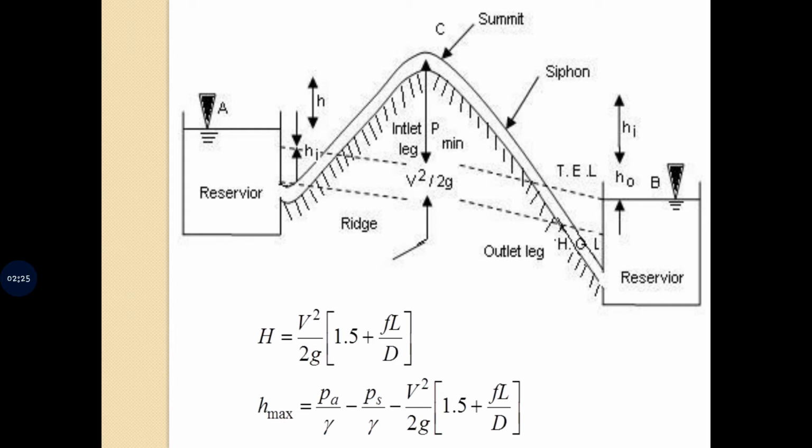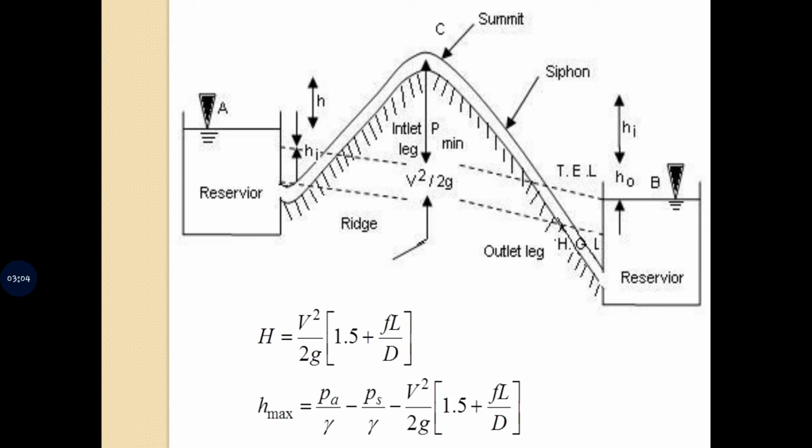If we apply Bernoulli's equation at these two sections, pressure at A and pressure at B being atmospheric, will be equal to 0. Velocity in reservoir A and velocity in reservoir B is going to be equal to 0, and the datum heads between reservoir A and reservoir B will give us the head loss. Head loss can be represented by H, and head loss is going to be equal to the loss due to entry.